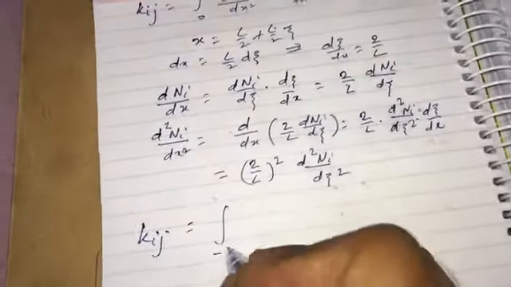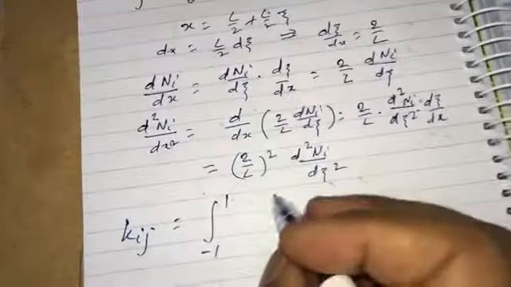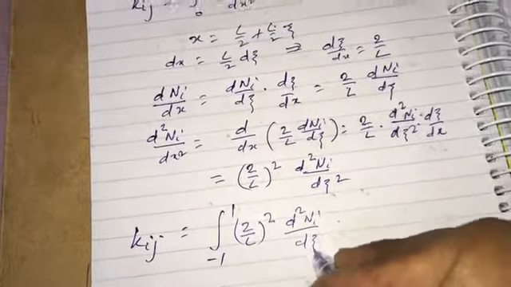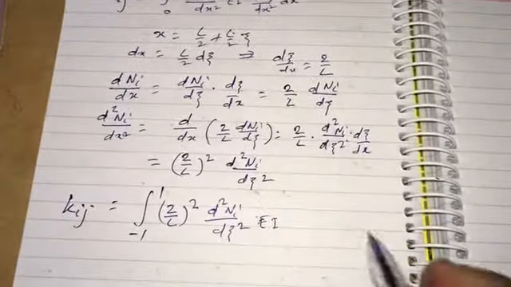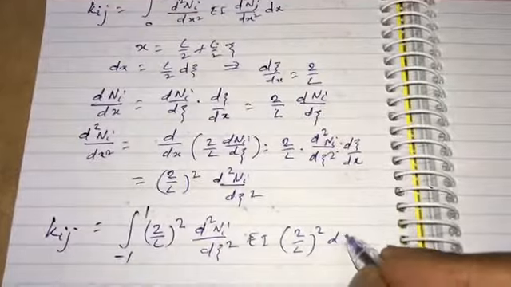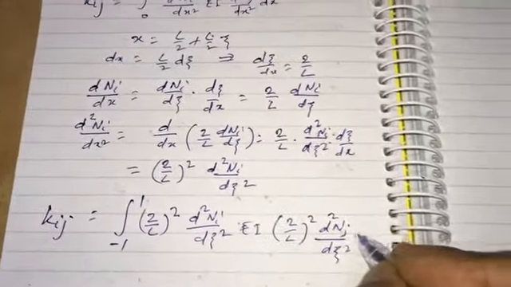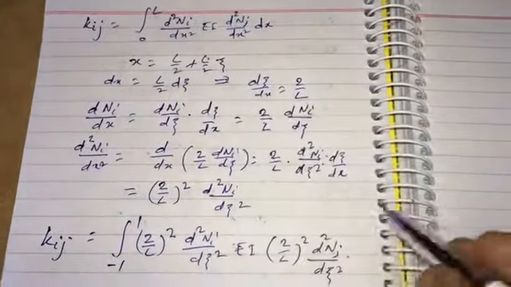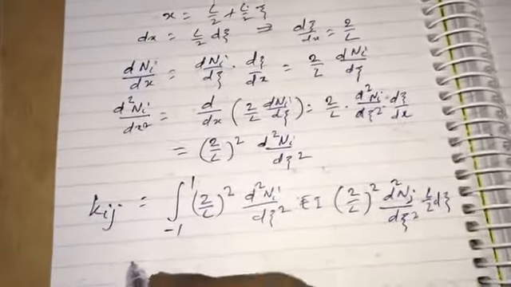Okay. So we have this expression, hence kij you can write now, where x is 0 we have xi equal to minus 1, where we have L xi equal to plus 1, then this becomes 2 over L square d square ni d xi square ei. Same term will be for here, so 2 over L square d square nj d xi square, and then dx equal to L over 2 d xi. Okay, so this is kij in terms of xi actually.